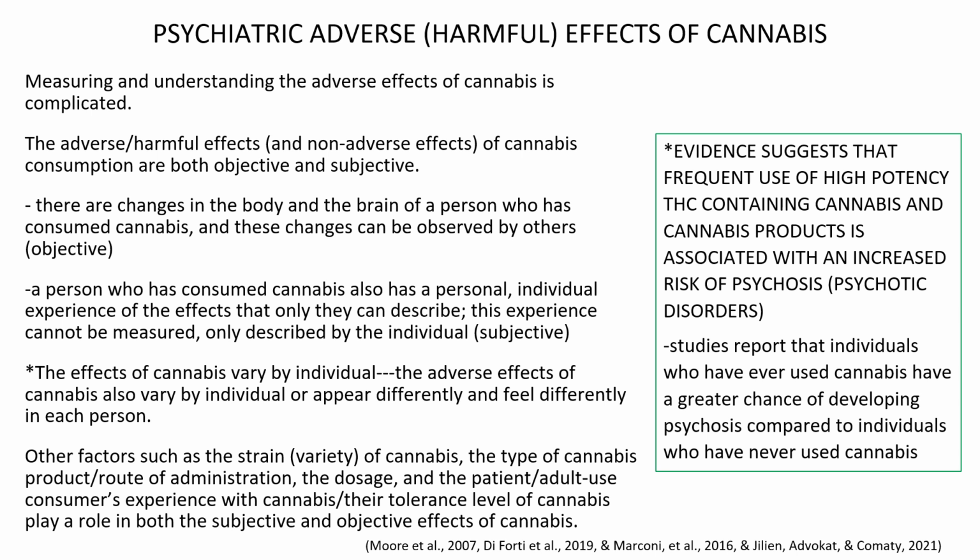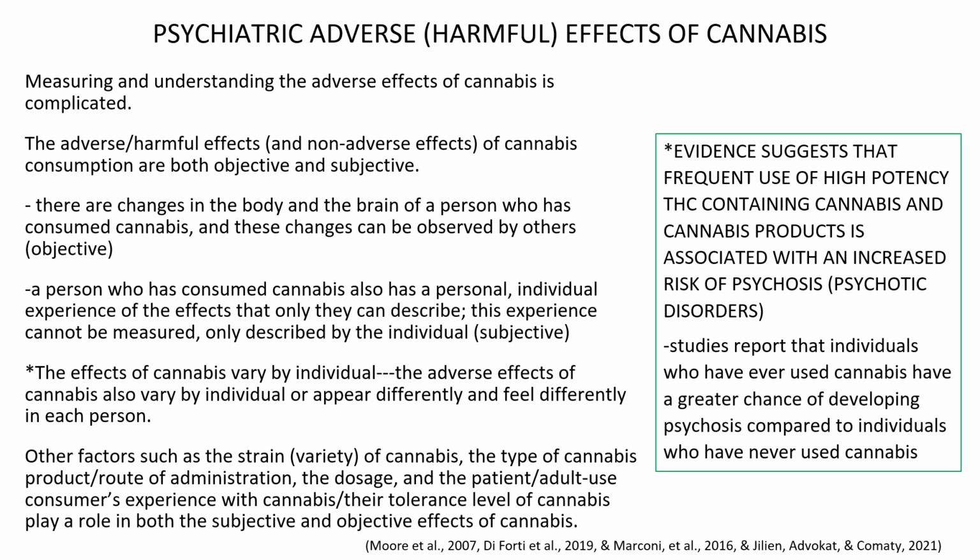Measuring and understanding the adverse effects of cannabis is complicated. The adverse or harmful effects and non-adverse effects of cannabis consumption are both objective and subjective. There are changes in the body and the brain of a person who has consumed cannabis, and these changes can be observed by others. Objective. A person who has consumed cannabis also has a personal, individual experience of the effects that only they can describe. This experience cannot be measured, only described by the individual.